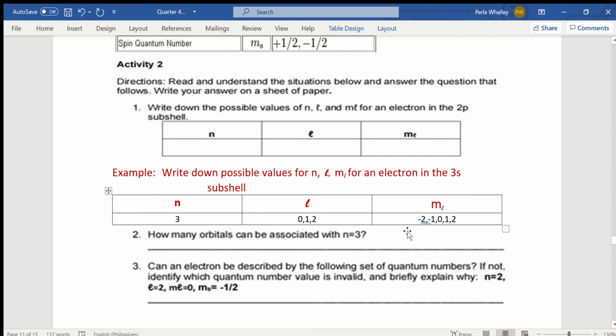And then your M sub L would be equal to your L on both sides, but differs in charges. So we start with minus 2, next is minus 1, 0, plus 1, and plus 2. Then you answer the other questions.